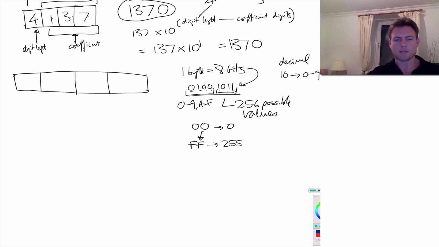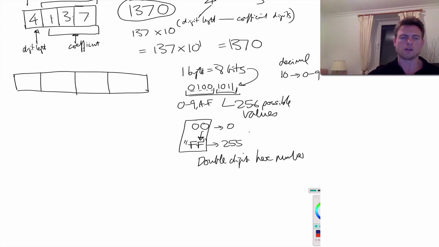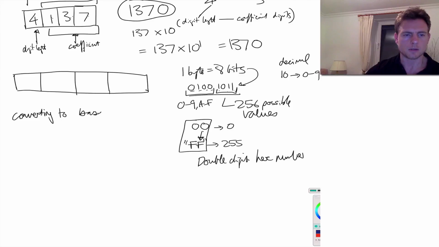If you think of all the possible hexadecimal values for a byte, ranging from 00 to FF, each of them as one specific symbol, then you can represent each byte as a sort of double-digit hexadecimal number. The key is to think of FF as one cohesive symbol representing the decimal number 255. So effectively what we're doing is converting to base 256.